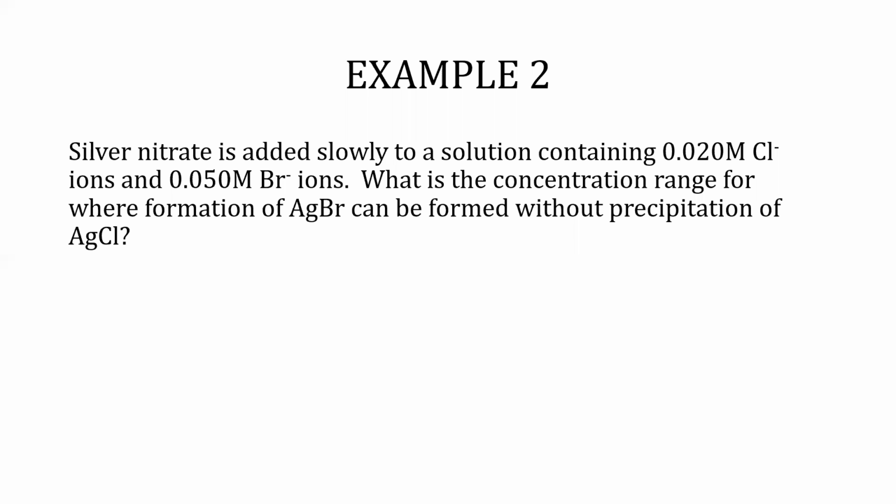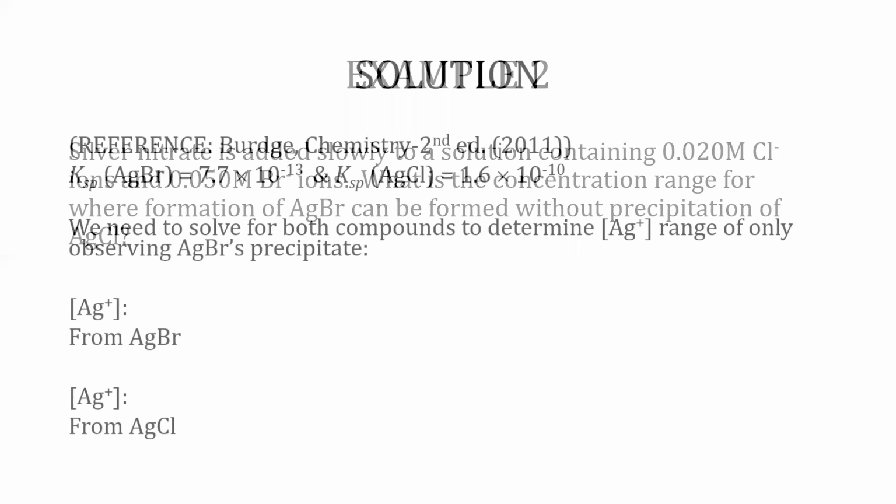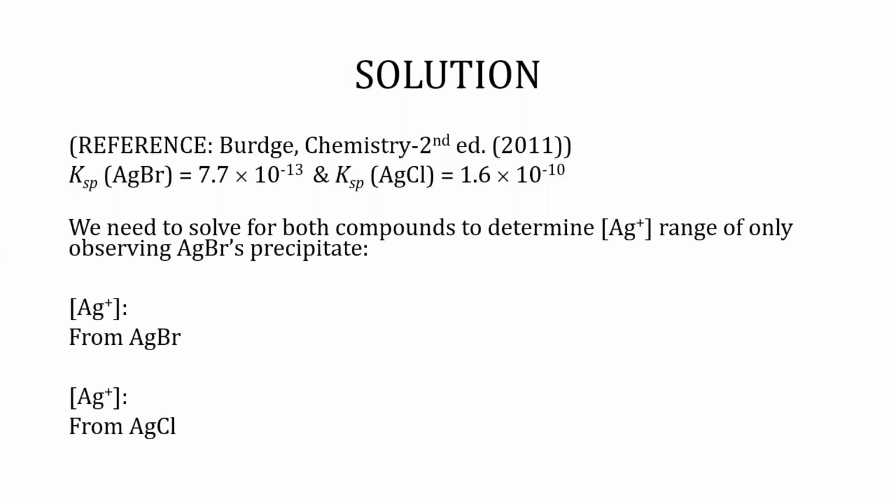Silver nitrate is added slowly to a solution containing 0.020 molar Cl minus ions and 0.050 molar Br minus ions. What is the concentration range where formation of AgBr can occur without precipitation of AgCl? From a reference, the KSP values of AgBr and AgCl are 7.7 times 10 to the minus 13 and 1.6 times 10 to the minus 10, respectively.